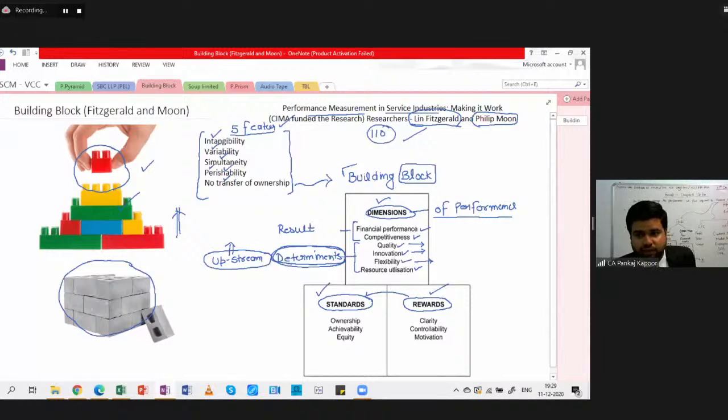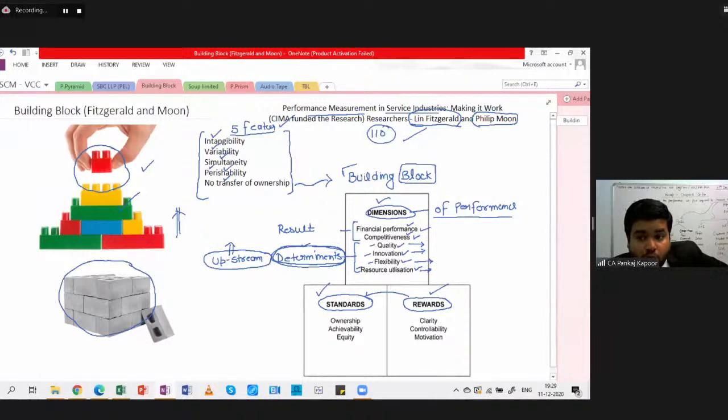So this thing you need to understand. Further, resource utilization means optimum utilization of resources. Whatever be the machinery or the skill which you are having, are you using them, exploiting them or not? So these determinants are nothing but the pure parameters of performance. If you are improving on these parameters, obviously your performance will improve. Your financial performance will improve, means your profitability will improve. Your competitiveness improves, means your market share will improve.